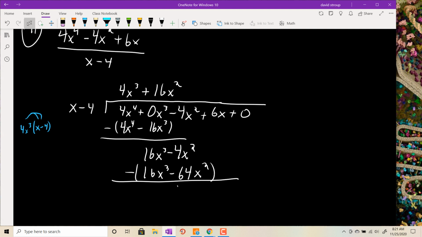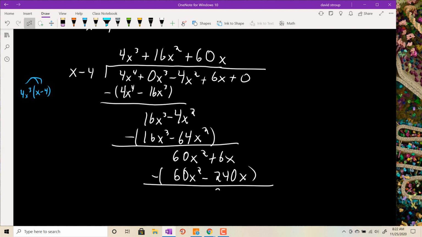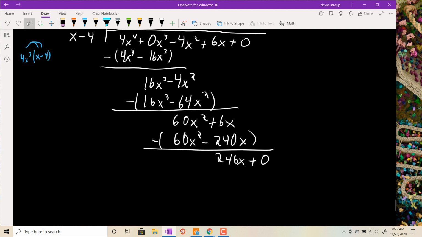We'll get 60x squared resulting. Bring down the next term. And so what times x is 60x squared? That will be plus 60x. So 60x times x is 60x squared, and then minus, apparently, 240x. Then I have to subtract the entire thing. This will give me positive 246x, and then plus 0. So what times x is 246x? That'll be plus 246.